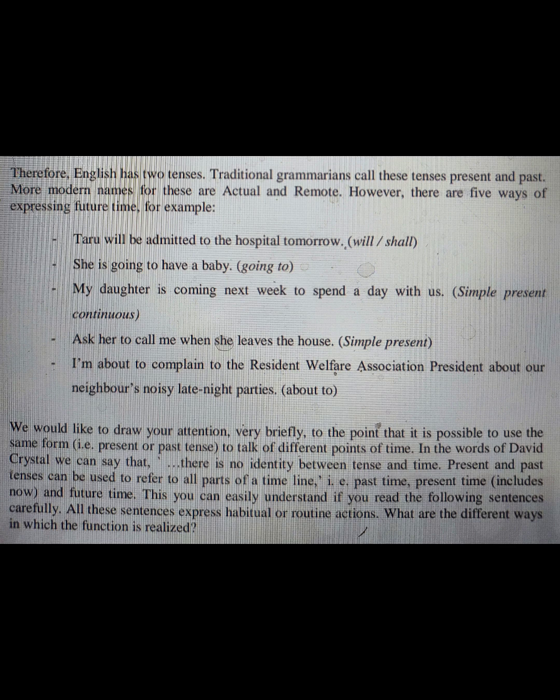However, there are 5 ways of expressing future time. For example, Taru will be admitted to the hospital tomorrow. Will, shall. She is going to have a baby. Going to. My daughter is coming next week to spend a day with us. Simple present continuous. Ask her to call me when she leaves the house.